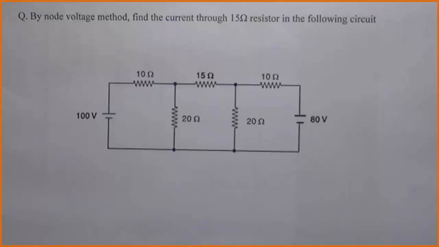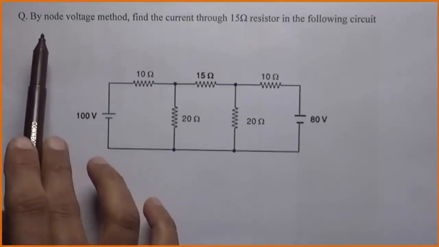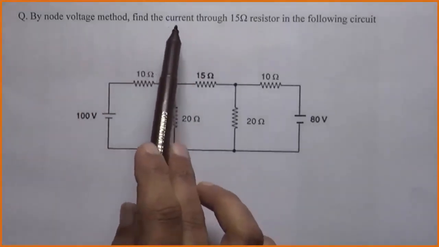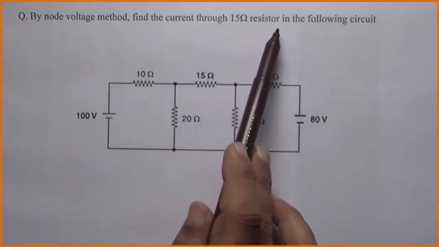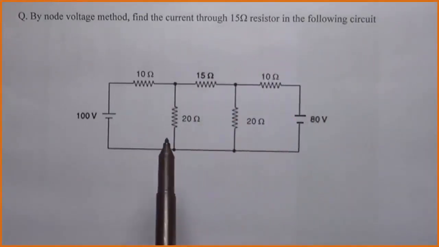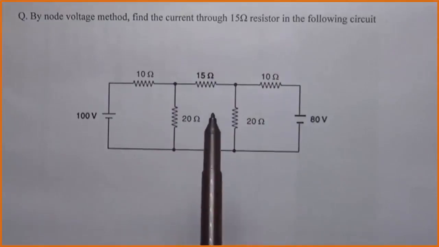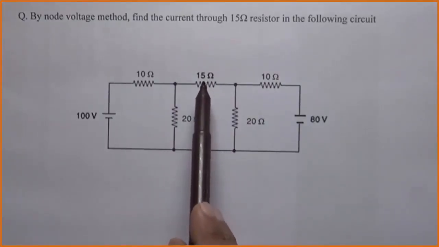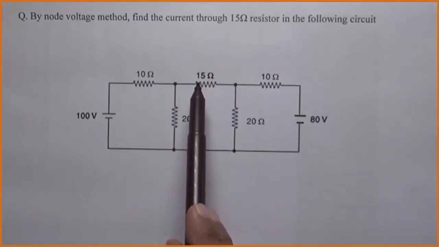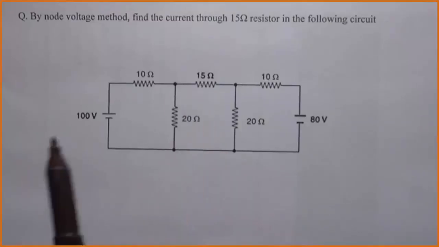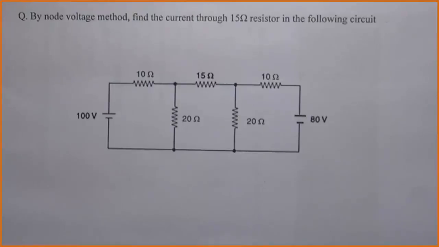The statement of the example is, by node voltage method, find the current through 15 ohm resistor in the following circuit. The circuit is given. This is my 15 ohm resistor and I have to calculate current through that resistor using node voltage method. The first step to solve this example is that we have to mark nodes in the given circuit.